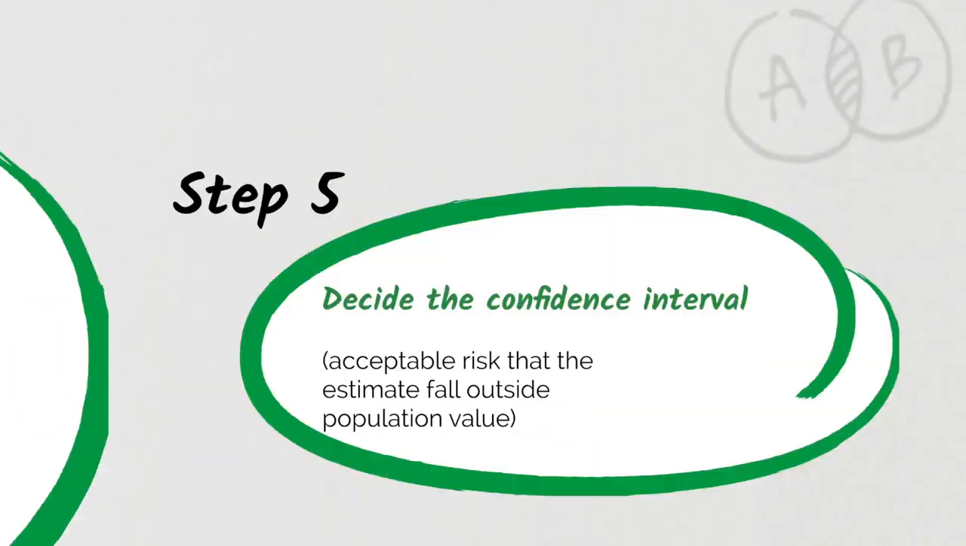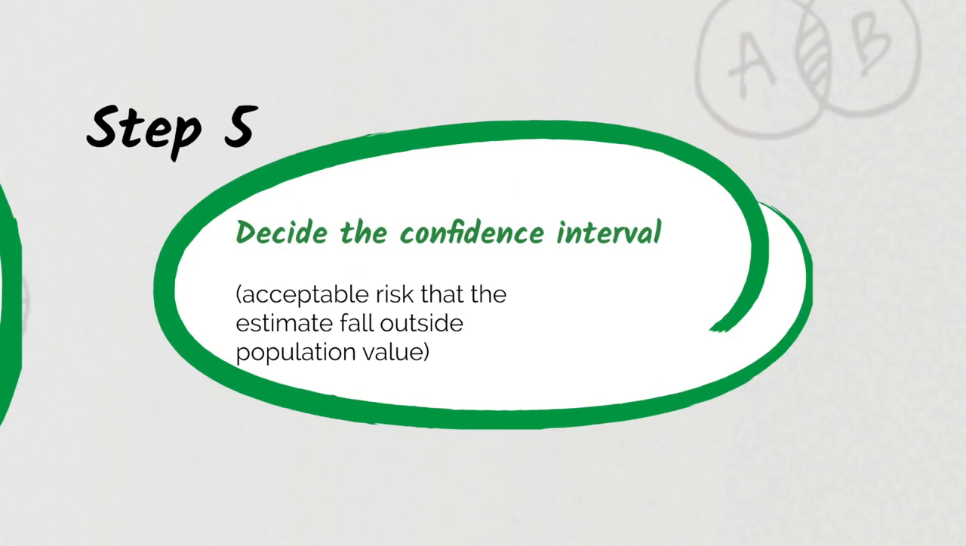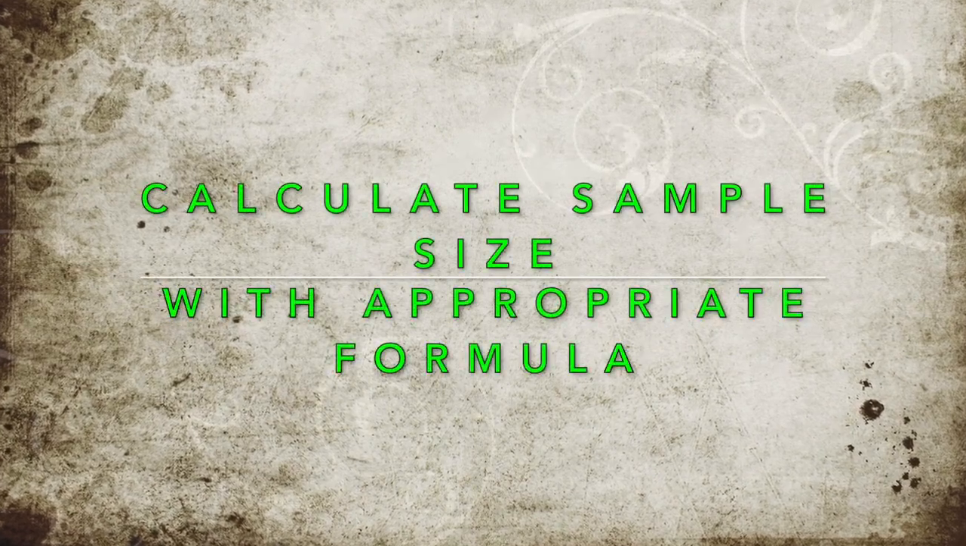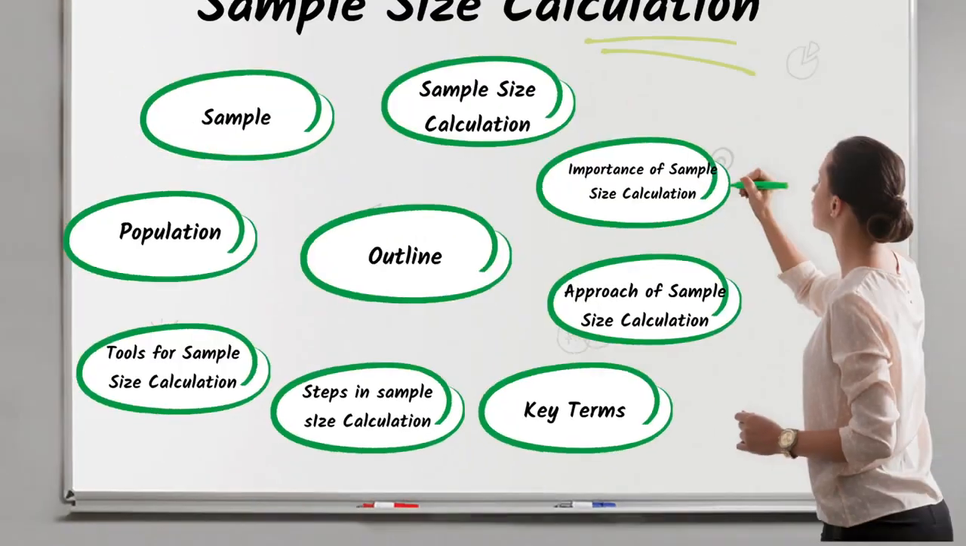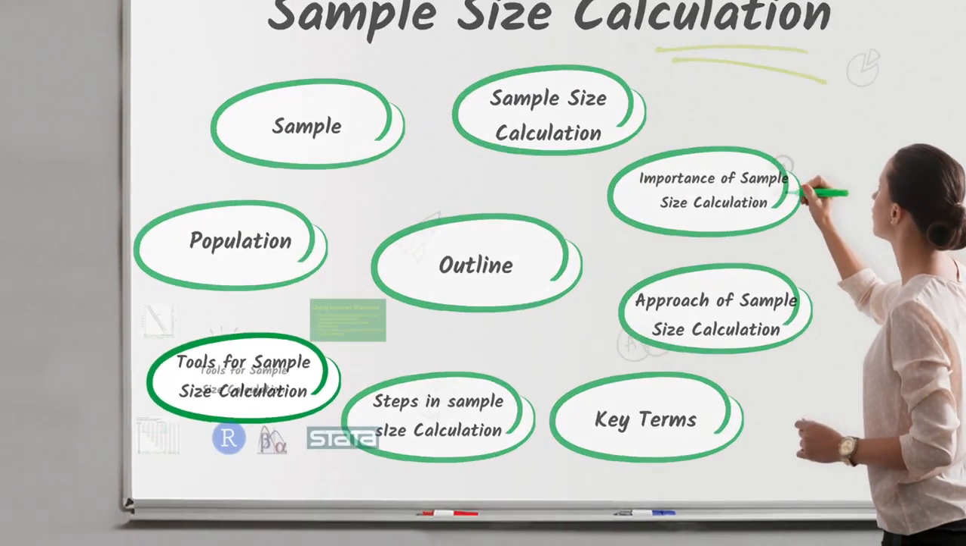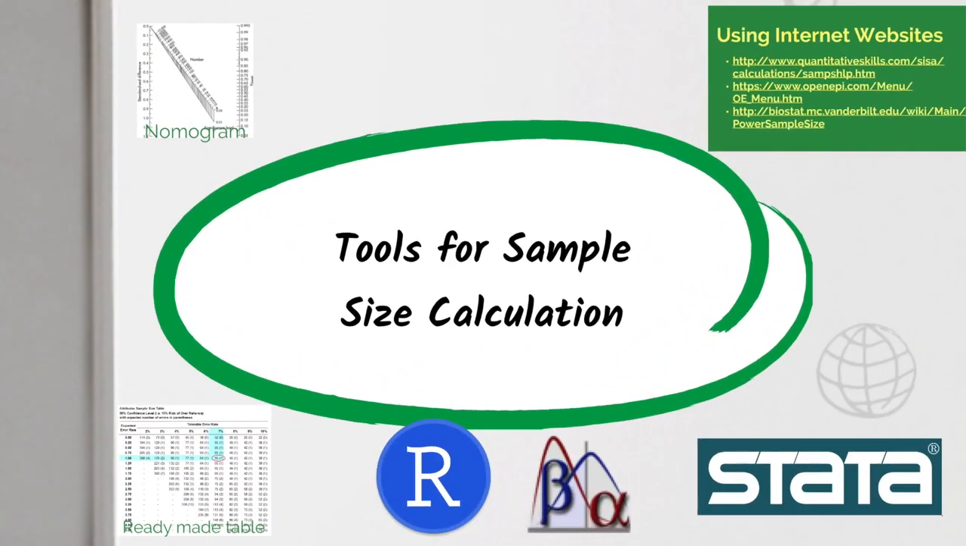Step 5, that is, you need to decide the confidence interval. It is complementary to alpha error. Next, you need to calculate sample size with the appropriate formula. Step 6, that is, after sample size calculation, you need to adjust sample size for population size, design effect, and non-response rate.